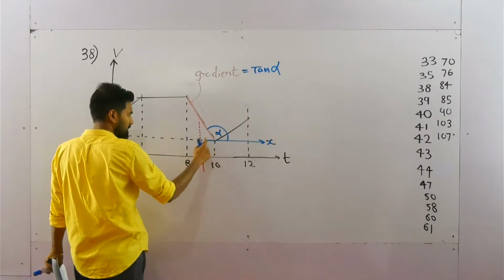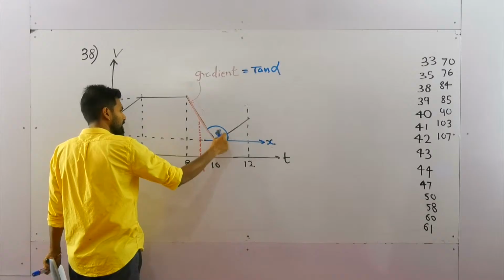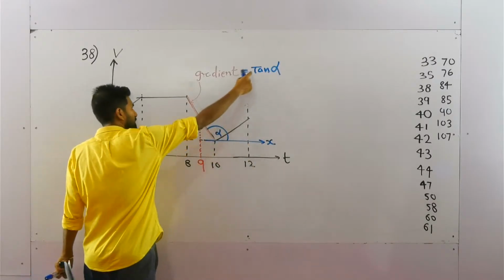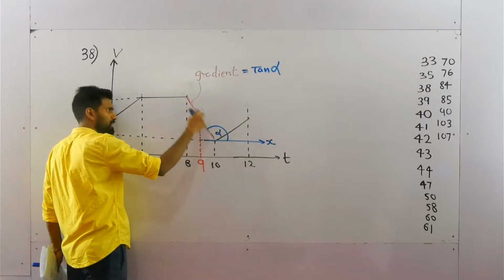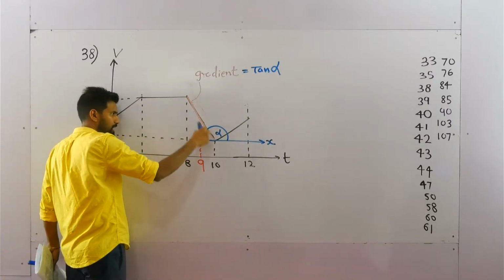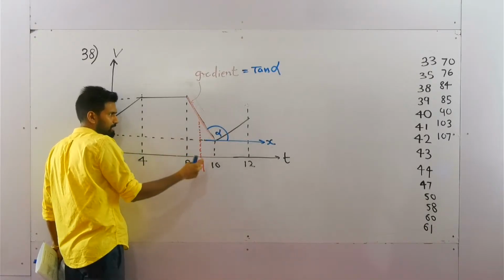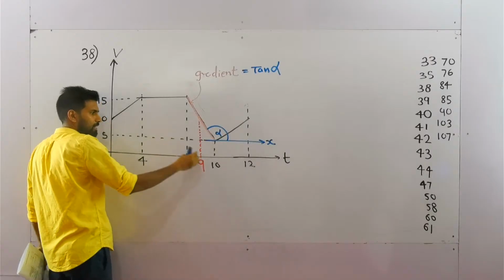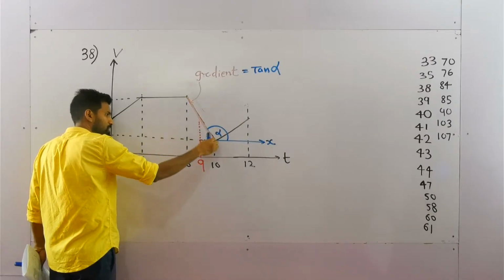The gradient is the tangent of the angle that the straight line makes with the positive x-axis. So this is the alpha value, and this is tan alpha. I have to find tan alpha for this straight line, which is the straight line the motion follows. That's the behavior the motion has in the 9th second also. So I am finding the gradient of this straight line.